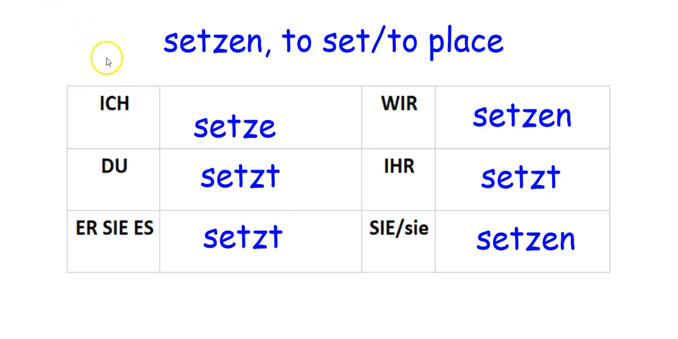And then you have these two other ones, setzen and sitzen. Setzen is to set or to place, so you're the one doing the placing of an object. Ich setze, du setzt, sie es setzt, wir setzen, ihr setzt, sie setzen.